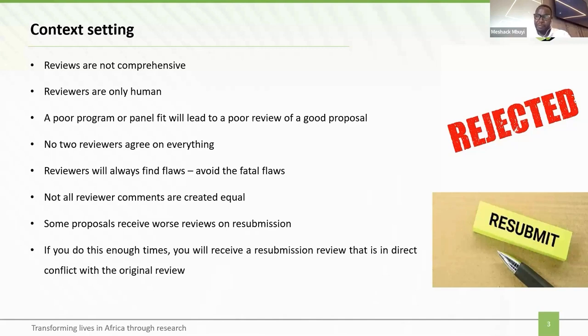But more importantly, if you do resubmissions enough times, sometimes you will receive a resubmission review that is in direct conflict with the original review. That also ties in with the point I've just talked about. And lastly, addressing reviewer comments does not guarantee anything. You will address the comments, you will resubmit, but it doesn't mean you will be funded. Your research may still not get funded. It does not guarantee anything that you've reviewed and resubmitted.